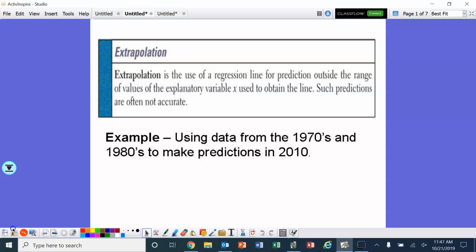Hello, ladies and gentlemen. This is for Chapter 4.3, Establishing Causation. But before we begin, let's review two words that we've talked about previously.